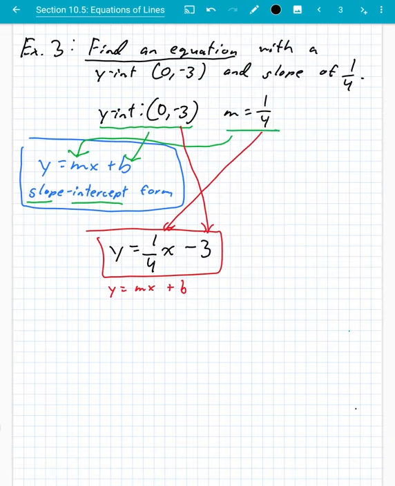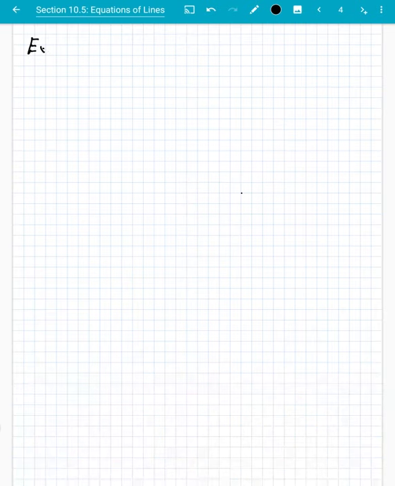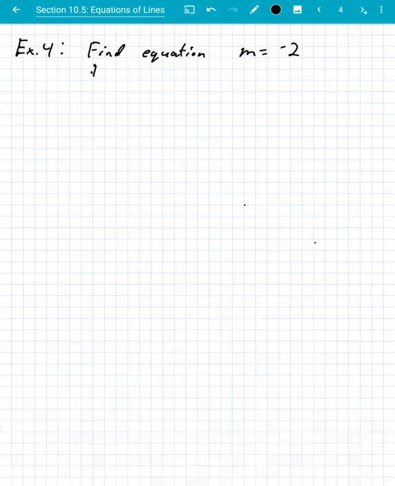Now, not all of them are that easy, where we can just plug in the two bits of information. For example, in number 4, they give us some other information. It says find an equation. I'm going to abbreviate. Find an equation with slope m equals -2, and it says that it passes through the point (-1, 5).